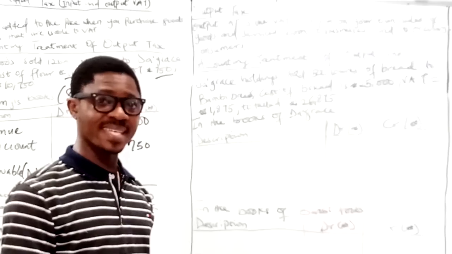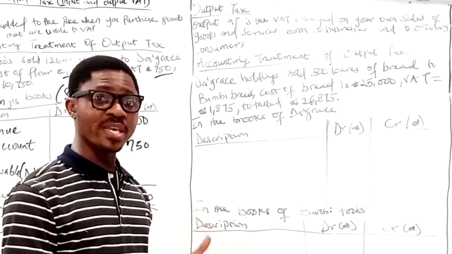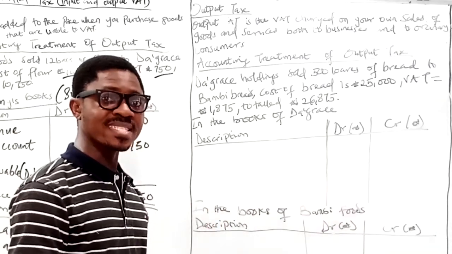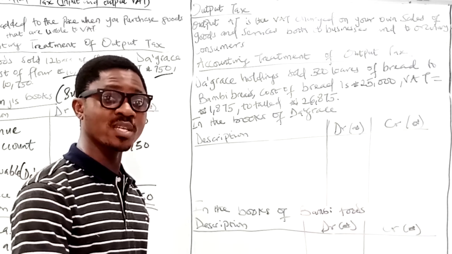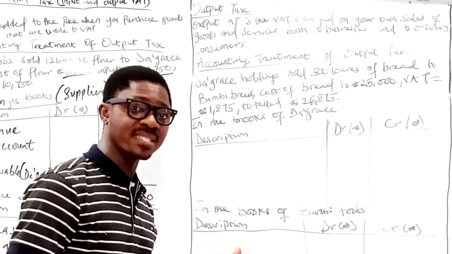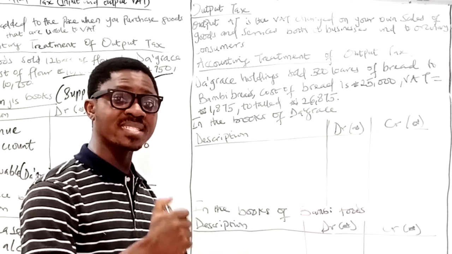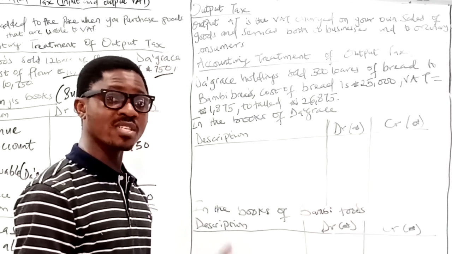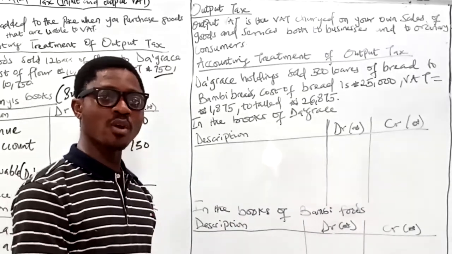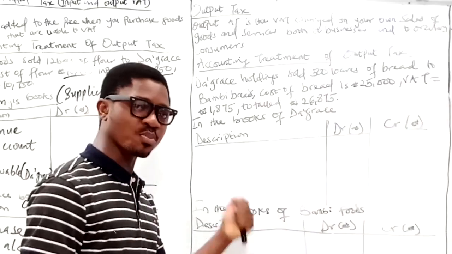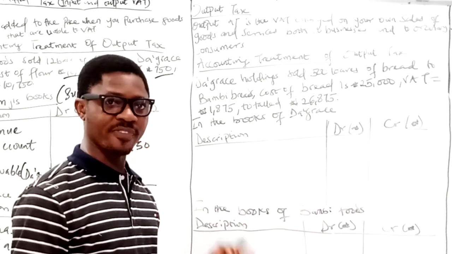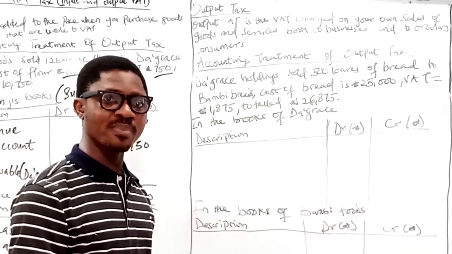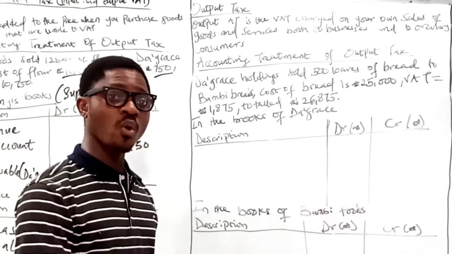VAT becomes an asset when input is more than output, because the VAT that is charged on the purchases is now more than the VAT that is charged on the sales. Meaning that what they have paid as VAT for the input is more than the VAT they collect to remit on behalf of the government from the sales. That will now mean that the government is owing. But in the situation where the VAT they charge, output VAT, is more than input VAT, that will mean that VAT will be a liability. And that will simply mean that they are the ones owing the government.